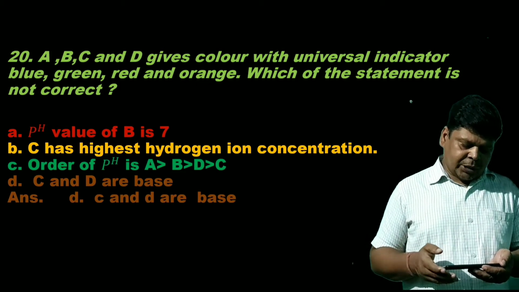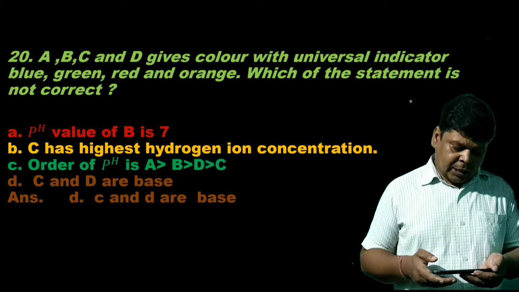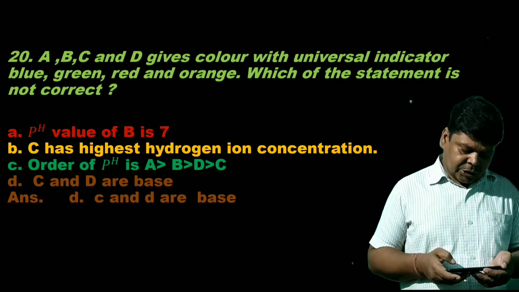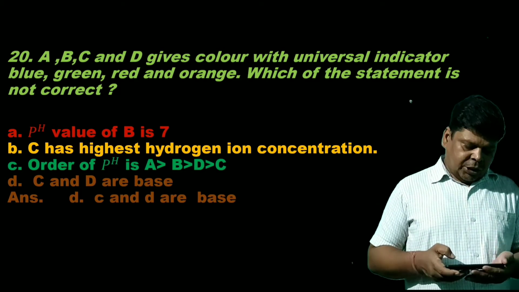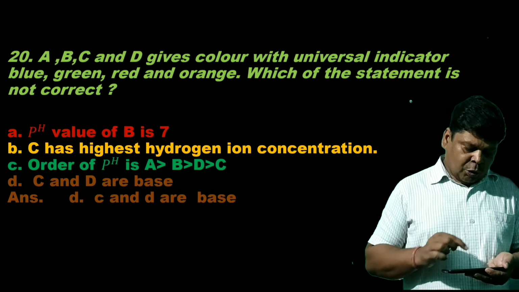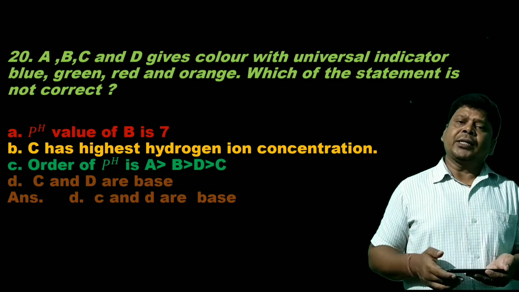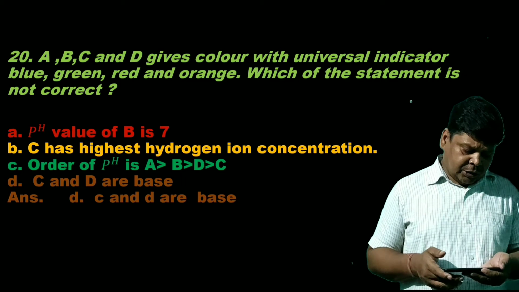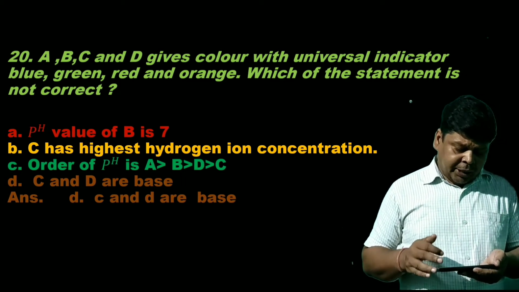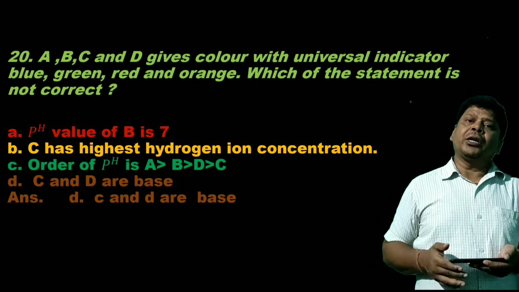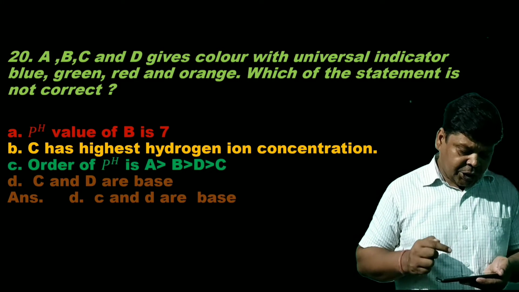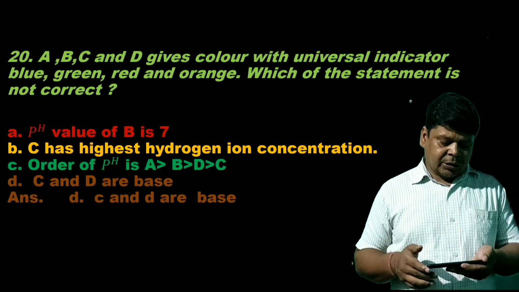pH value of B is 7. B gives green color, and this one is correct. C has highest hydrogen ion concentration. C gives red color, and this is the strongest acid amongst A, B, C, D. So it has highest H plus ion. This one is also correct. C and D are base. C and D give red and orange color. Red and orange color is for acid, not base. So this one is not correct. These are incorrect ones. So answer is D.